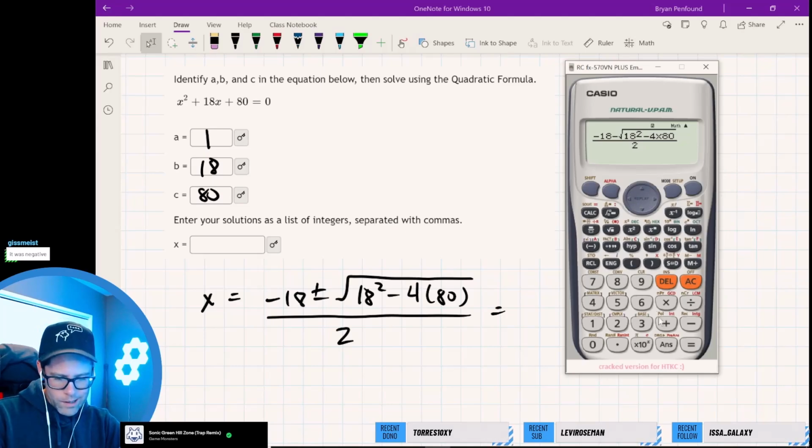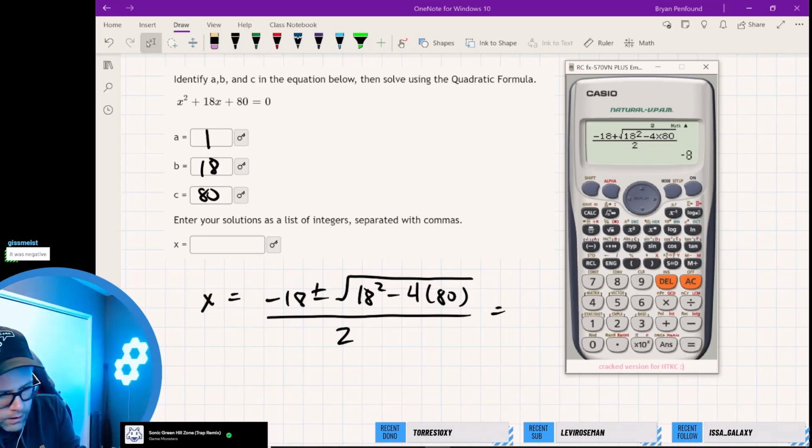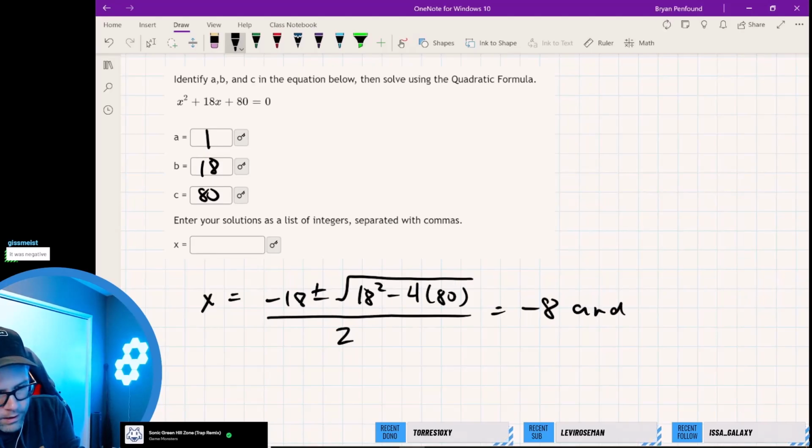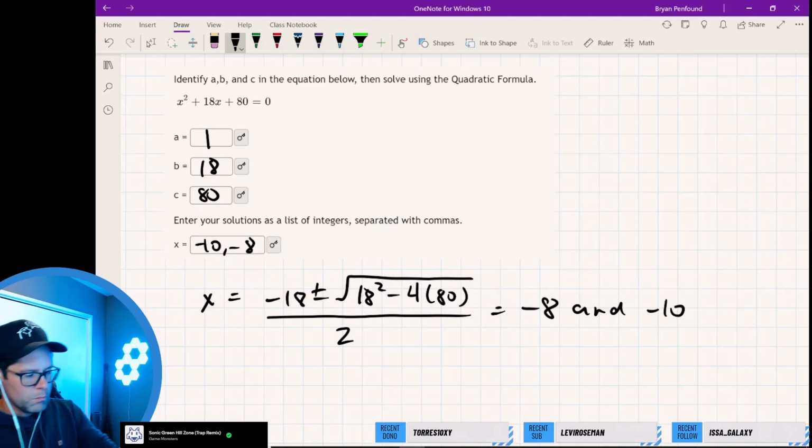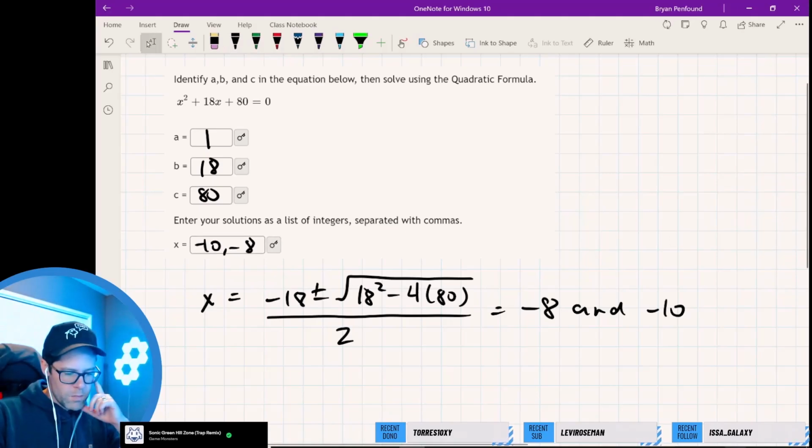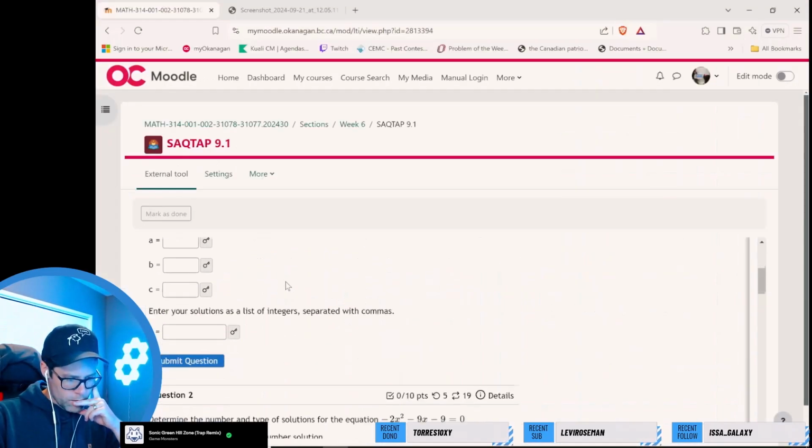So I think it's negative 10 and negative 8 here. So this is going to, now it's positive. Yeah, so we should get negative 8 and negative 10. So they say enter your solutions as a list of integers separated with commas. I don't know if it wants the negative 10 first and then the negative 8, but something like that should hopefully fit the bill for that particular question.